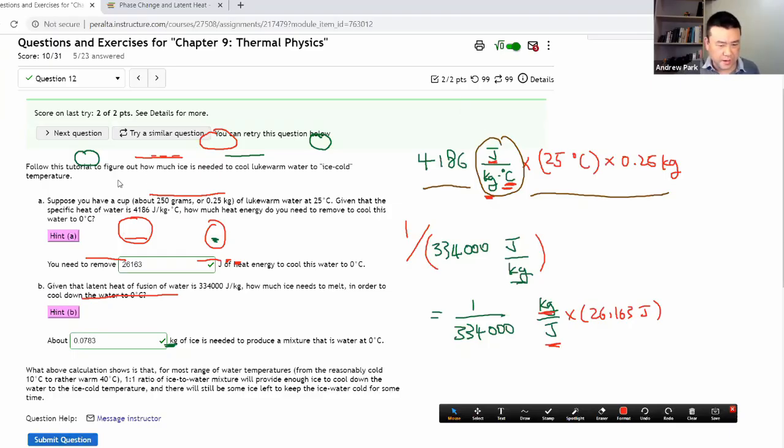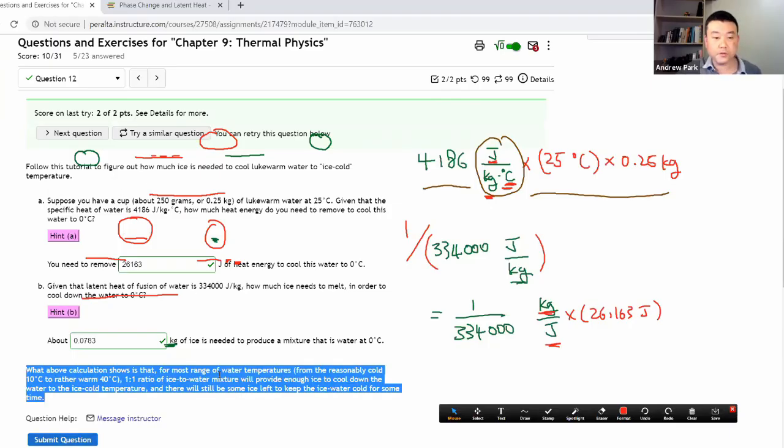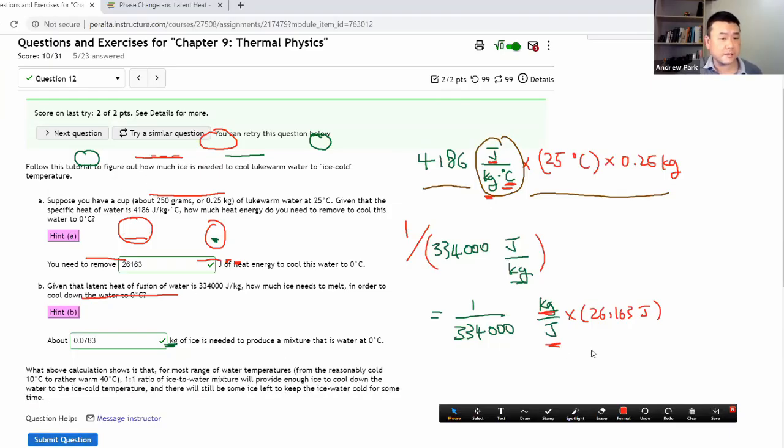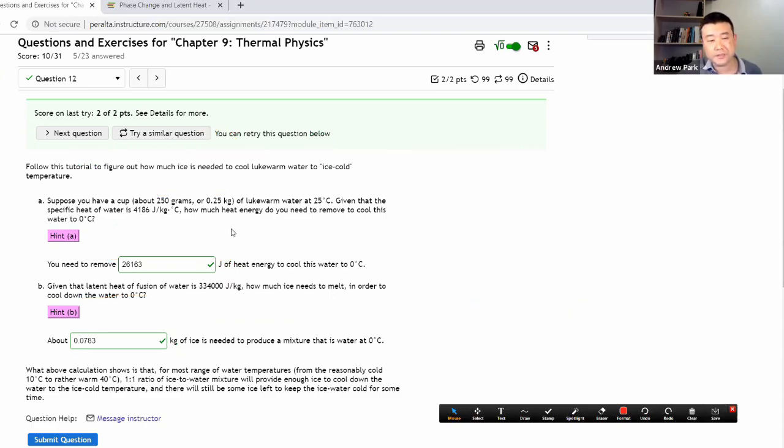And then there's a follow-up remark that you can read, and hopefully that makes sense. The point of the calculation in this question especially is to give you an intuitive feel for the size of the heat transfer that takes place with these processes.